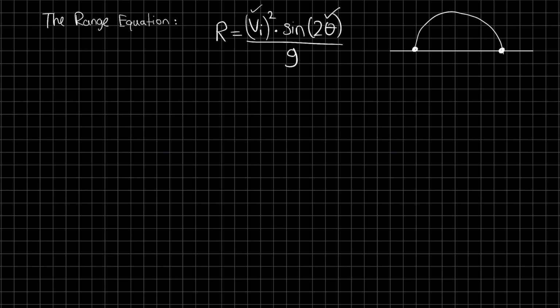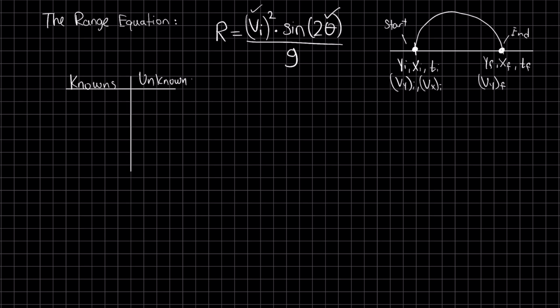Let's say we have this projectile where this is where it starts, this is the starting point, and this is where I'll find the initial vertical position, the initial horizontal position, the initial time, the initial vertical velocity, and the initial horizontal velocity. And this will be the ending point for this projectile. And I'm going to find all the same things but final: xf, yf, tf, vyf, and not any final horizontal velocity because that's constant. So if I were to do some knowns and unknowns, what I'm looking for is the range. I want an expression for the range.